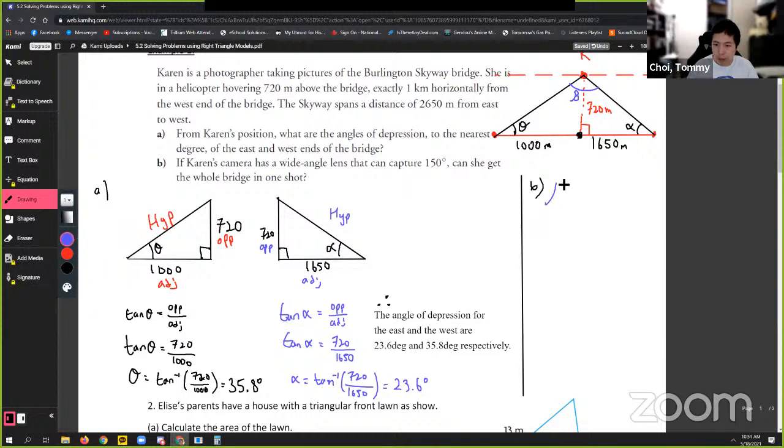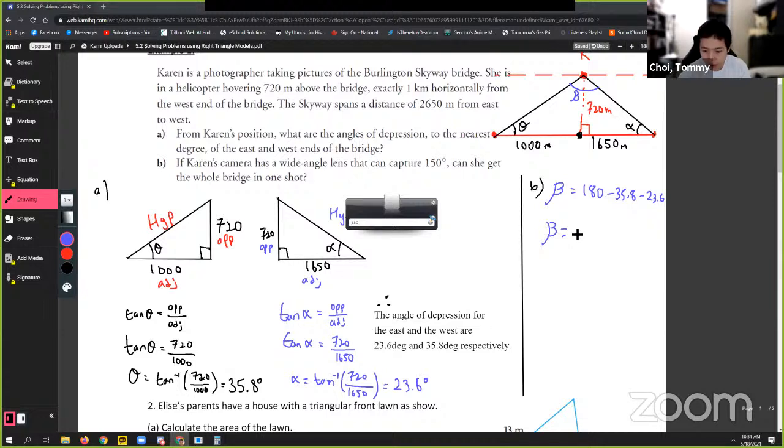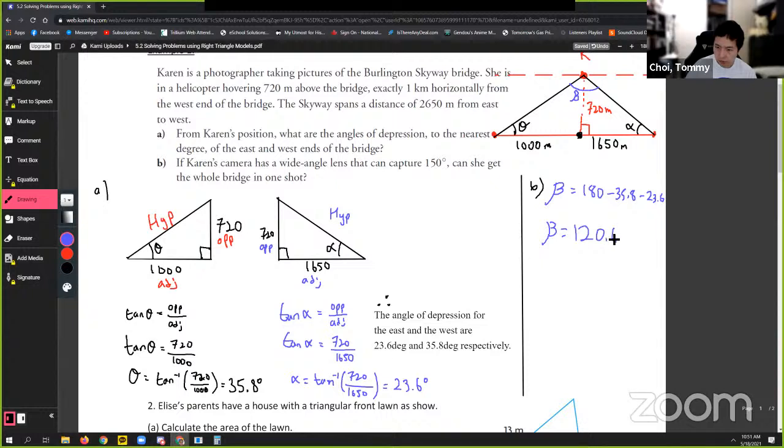So we're going to say, oh, beta is equal to 180 minus 35.8 minus 23.6. So we are looking at the gigantic triangle here, right? Using beta, theta, and alpha. In doing so, just subtracting it, we get 180 minus 35.8 minus 23.6. Oopsies. Which we get 120.6 degrees.